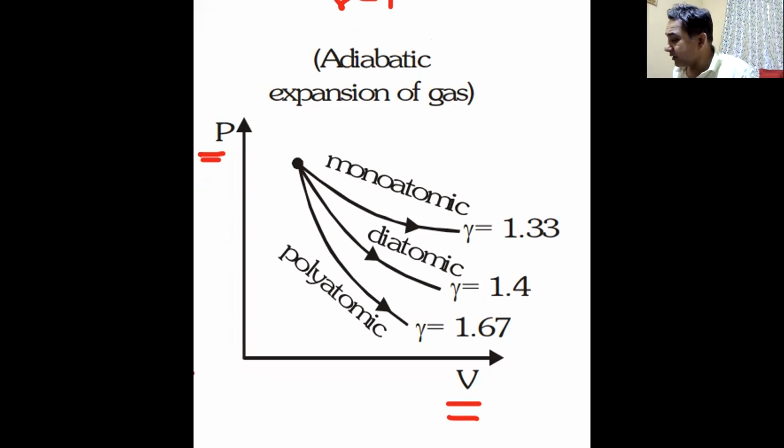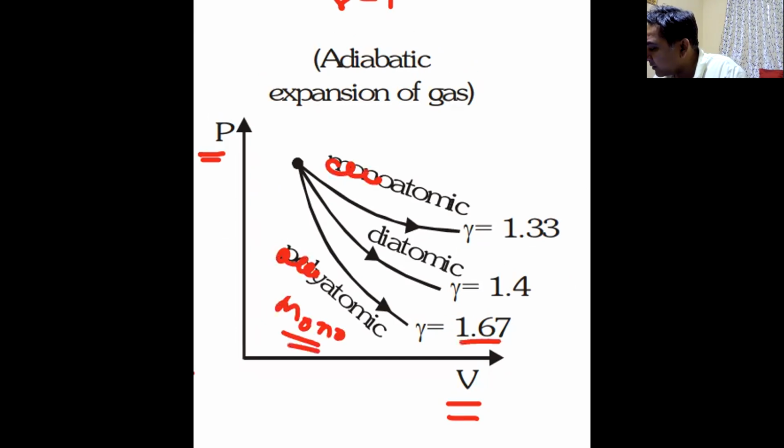Okay. Now remember, it has been marked wrongly. For a monoatomic gas, the value of gamma is 1.67. Do we remember this?